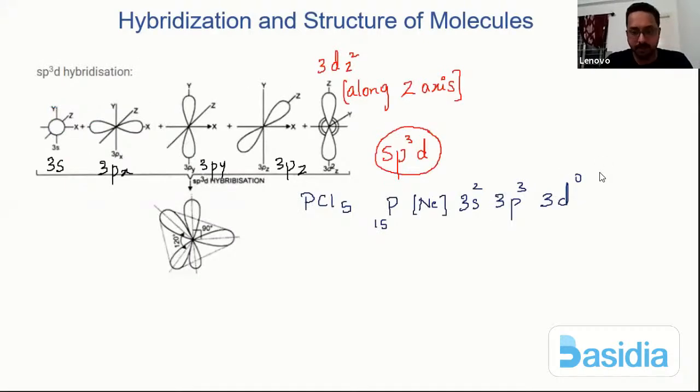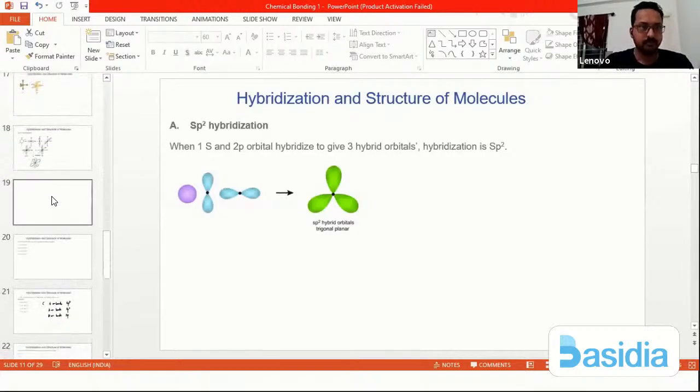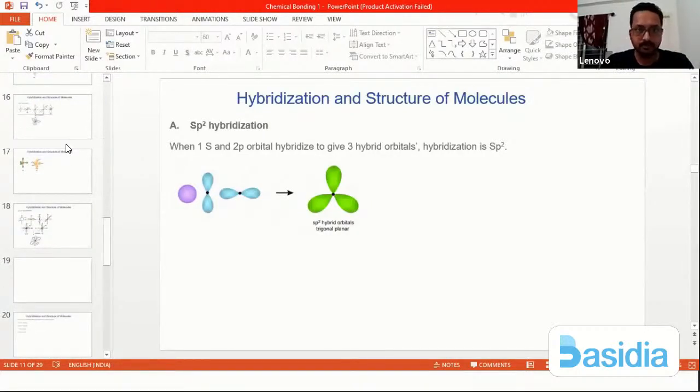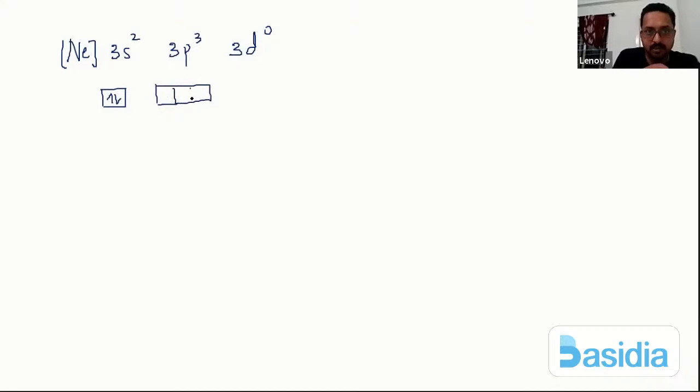Just give me 1 minute, I'm going to take another page. Yes, so we are also having a 3d0. I'm going to write it from here. So we have neon, then 3s2, then 3p3, then 3d0. Here there are 2 electrons. Here, how many electrons? 3 orbitals with a single electron in each orbital.